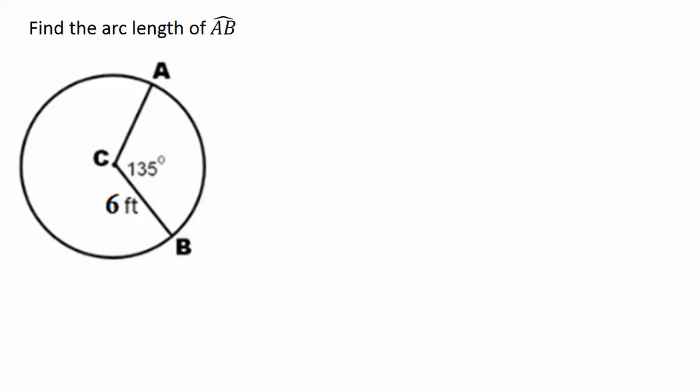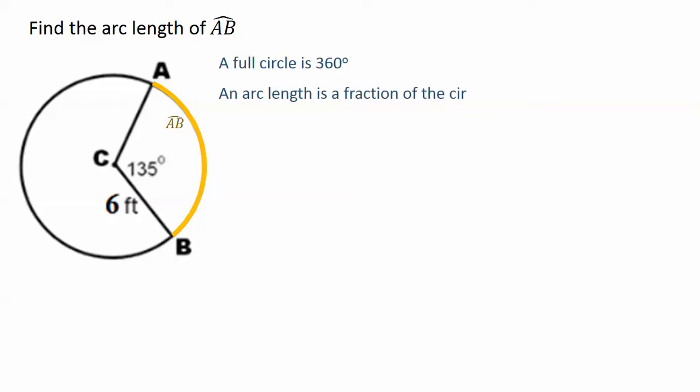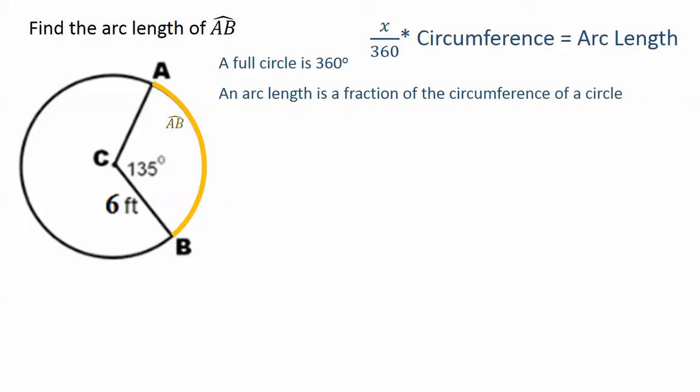Let's actually find the arc length of arc AB. Here's AB. I know that a full circle is 360 degrees. An arc length is a fraction of the circumference of a circle. To show that fraction, I'm going to take the angle across from my arc, divide it by 360 degrees, the whole thing, and multiply it by my circumference. This will be my arc length.